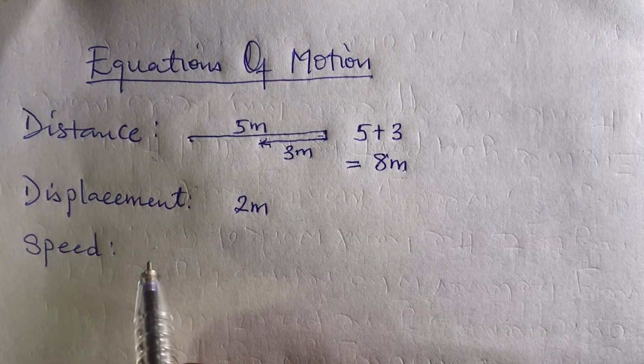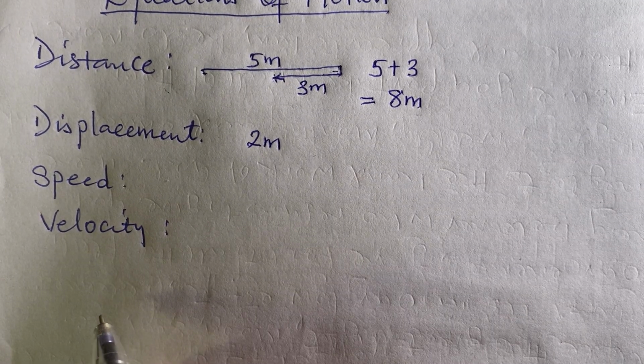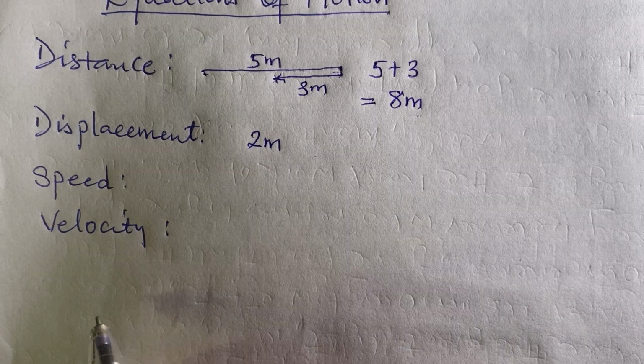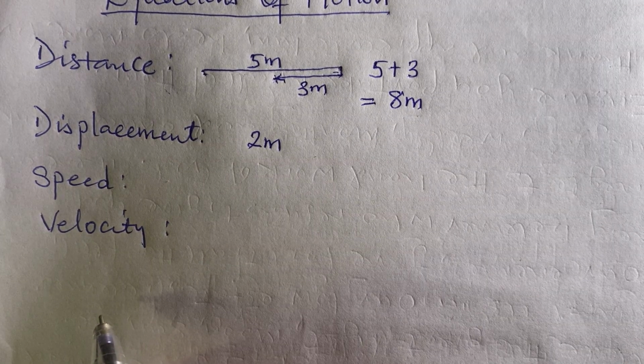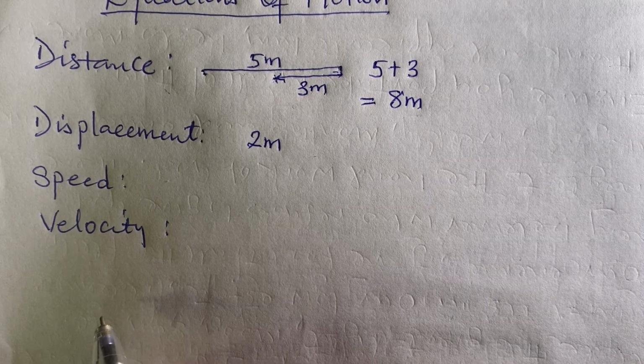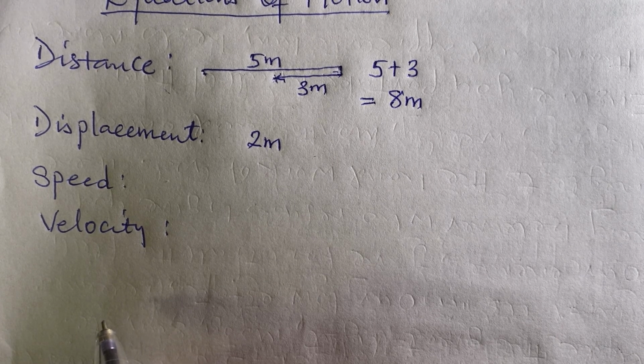And the next one is velocity. This is displacement per unit time. That is how fast you are moving and where you are going. So this has to do with direction. Please take note. Some people say that velocity is speed plus direction. That's actually true. Speed only tells you how fast, but velocity tells you how fast and where. You need to understand this.